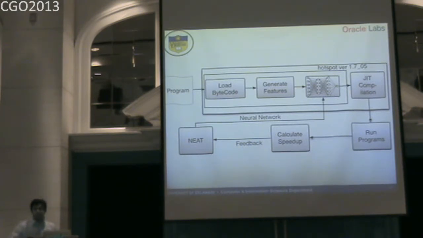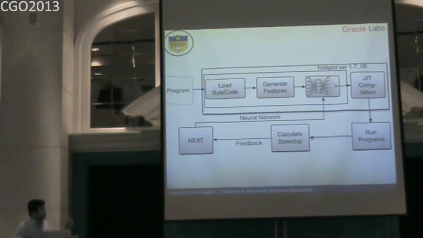Once the decision was made, it was given to the JIT compilation, where it would compile it, run the piece of code, and we would calculate the speed up, comparing it to our baseline, which was the default inliner. Once we calculated the speed up, we would use that as feedback to the neural network. So the neural network would be good if it did faster than the baseline. It would be bad if it did worse than the baseline.